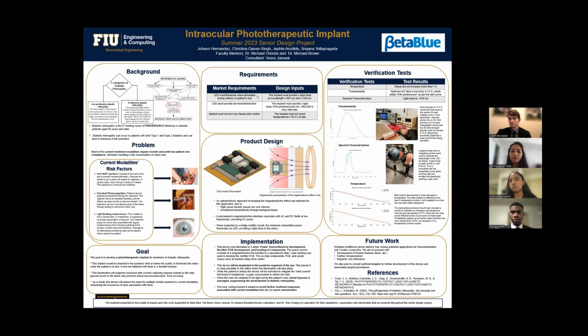Corresponding with our 3 design inputs, we had 3 verification tests: temperature, transmissivity, and spectral characterization. The most important of these verification tests was the transmissivity. A Gauss meter was used to measure the DC field based on the distance of the magnet, and the photometer was used to capture the amount of watts, which was then converted to the number of photons emitted by the LED based on a corresponding DC field.